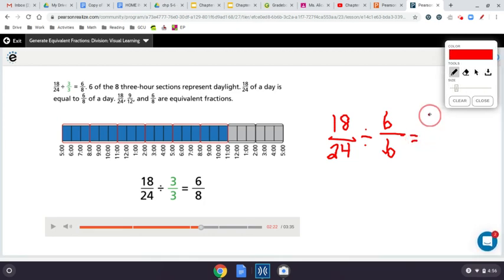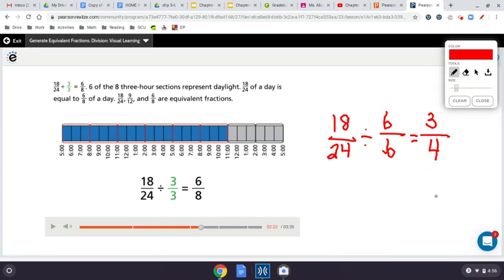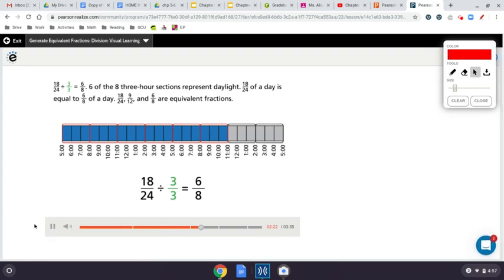18 divided by 6 is 3. And 24 divided by 6 is 4. So 3/4 is also another fraction that is equivalent to 18 24ths. 18 24ths of a day is equal to 6/8 of a day. 18 24ths, 9 12ths, and 6/8 are equivalent fractions.